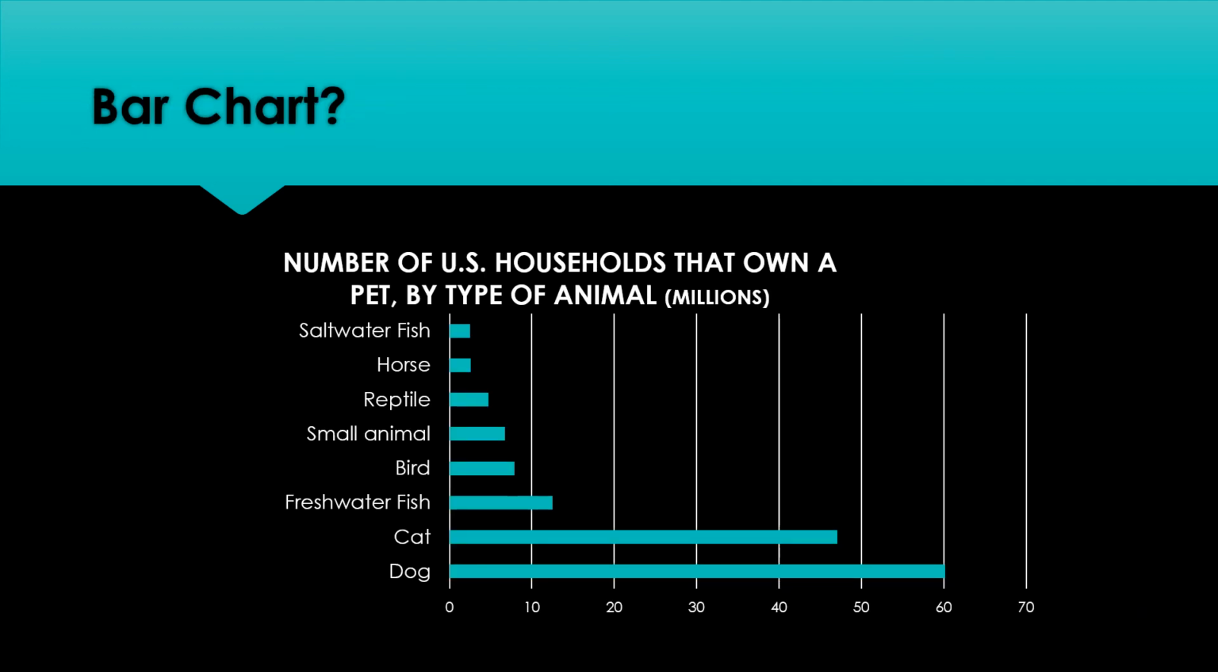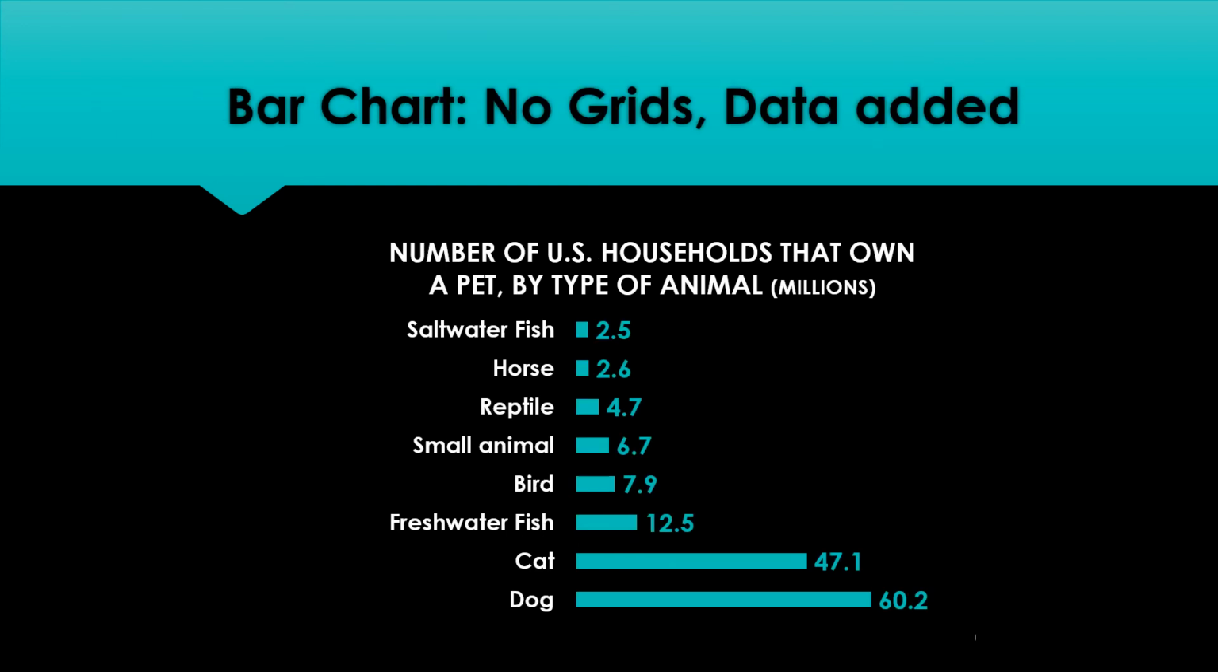If we turn a column chart on its side, you have a bar chart. This is easier to read, and the category titles are horizontal in this case. But could we make this even better? We could take away the grids and add the data. We actually have more information, but it looks a little less cluttered when we make that modification.